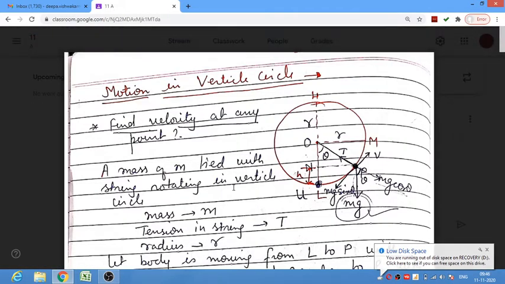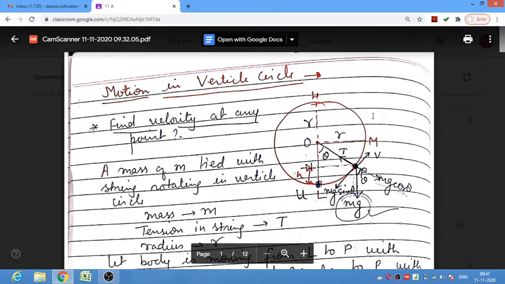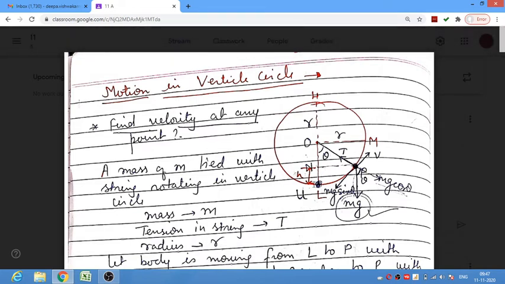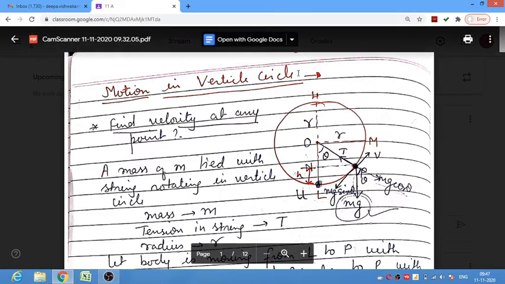Good morning, children. Today we are going to study motion in a vertical circle. When we tie any object at the end of any string and rotate it in a circular direction, we will have the vertical circle like this in this diagram. In this diagram, an object of small mass m is tied at the end of the string. Now it is rotating in a circle.